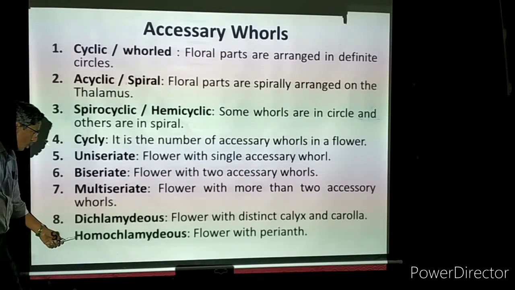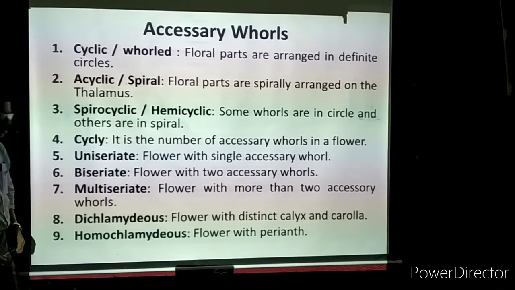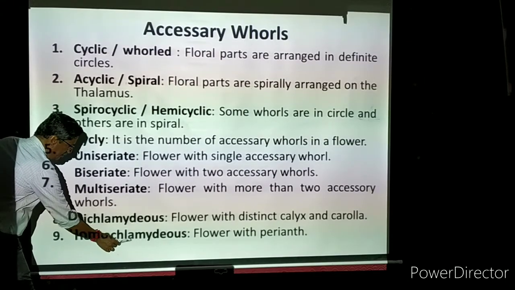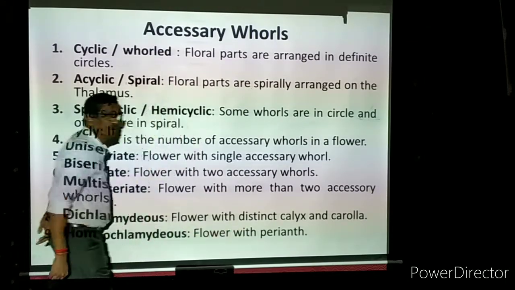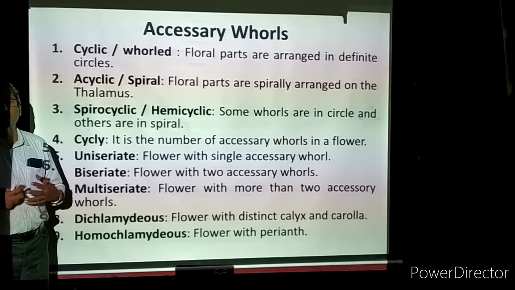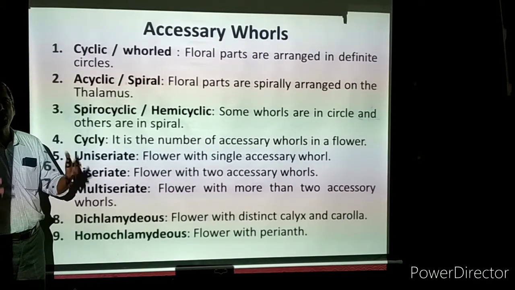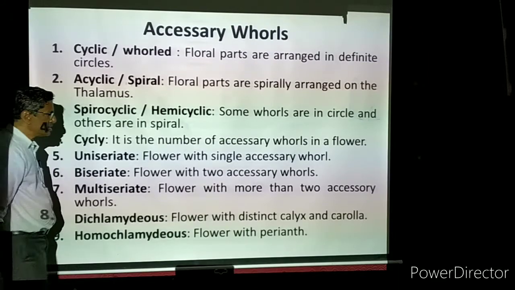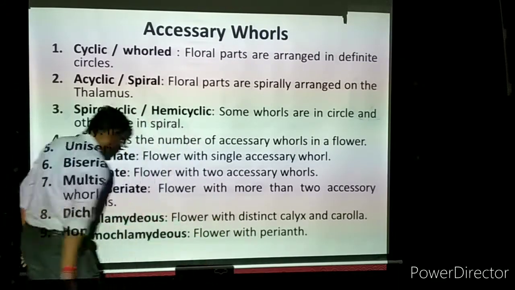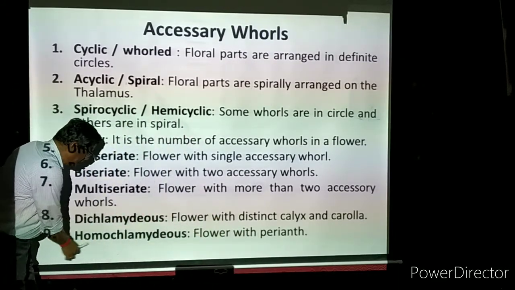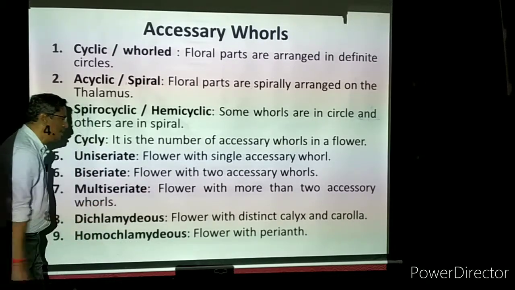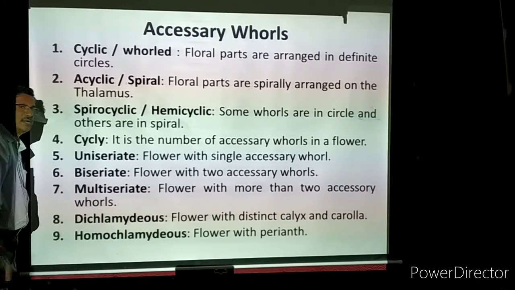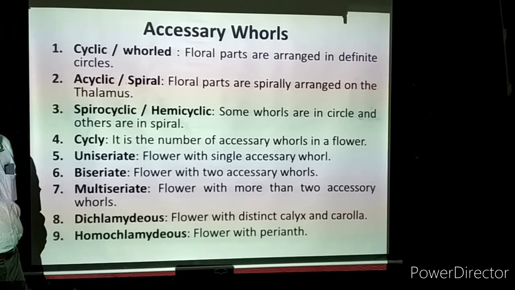Then homoclamidious. Homo means uniform. Clamide, that is what? Accessory whorls. Homoclamidious, flower with perianth. I already told you perianth means calyx and corolla are undifferentiated. Both are looking exactly the same. That is called a perianth. Okay, homo means uniform. They are looking alike. That means flower with the perianth. So accessory whorls are undifferentiated.